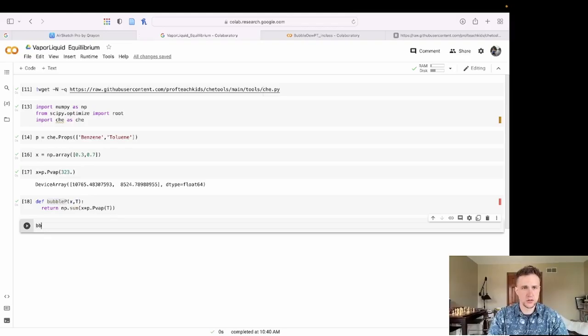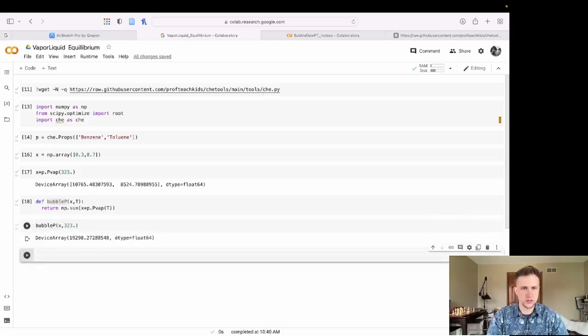So let's say for X at 323 Kelvin, and there we have our total pressure for our system at 323 Kelvin for benzene and toluene at those respective mole fraction amounts in the liquid phase. So next, what we're going to be able to do is set up a root solver to find what our bubble temperature would be if we're given a pressure from the onset.